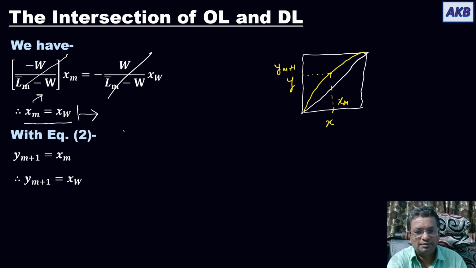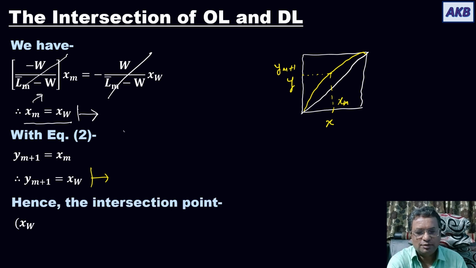for finding the intersection of the stripping section line with the diagonal line, we have obtained these two relations. One is xm is xw, and ym plus 1 is also xw. That means the diagonal line and the operating line are going to intersect with each other at this point. What is that point? Intersection point is xw, right?